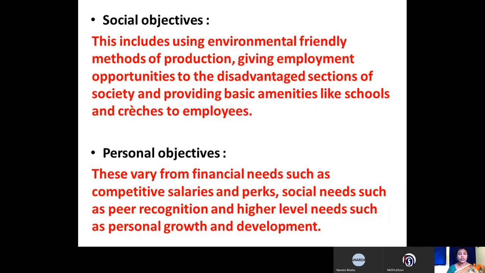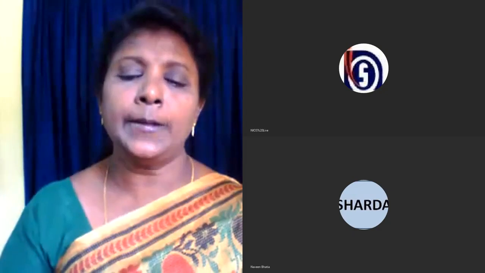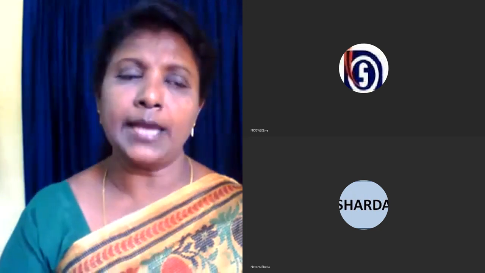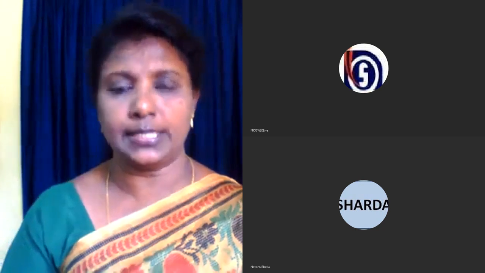What is the third type of objective, students, of management? The third important objective of management is the personal objectives. All employees will have their own objectives. It can range from having good financial assistance like competitive salaries and perks, to social needs like peer recognition, and higher level needs such as personal growth and development. So this is what you understand about the social objectives and the personal objectives of business. So we understand that there are objectives of management. Without objectives, management will not go in the particular direction that it has to go.